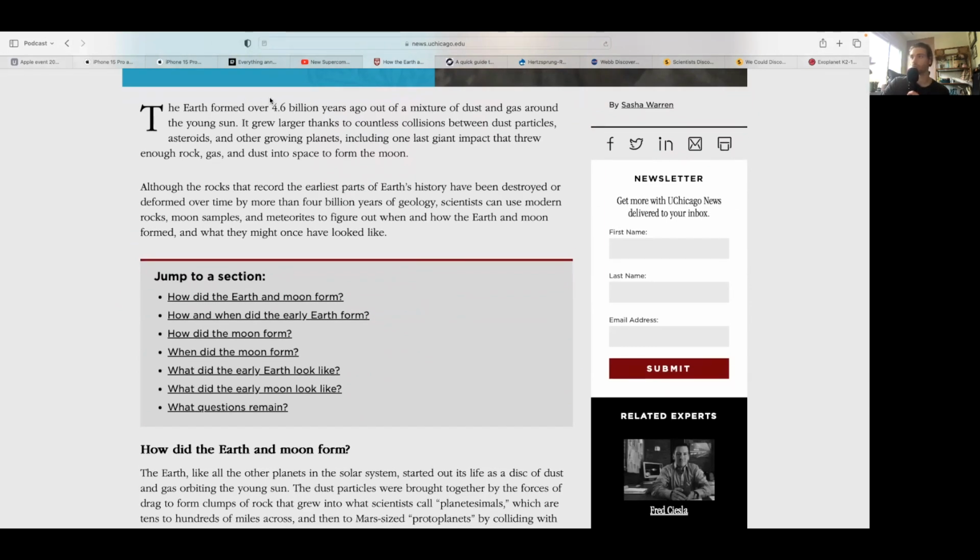So, over 4.6 billion years ago, out of a mixture of dust and gas around the young sun, the Earth was formed. It grew larger thanks to countless collisions between dust particles, asteroids, and other growing planets, including one last giant impact that threw enough rock, gas, and dust into space to form the moon. Although the rocks that record the earliest parts of Earth's history have been destroyed or deformed over time by more than 4 billion years of geology, scientists can use modern rocks, moon samples, and meteorites to figure out when and how the Earth and moon formed and what they might once have looked like.